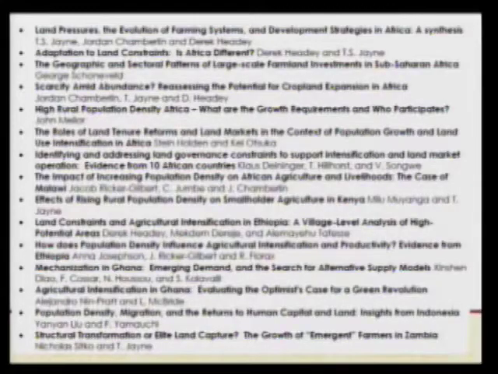I don't expect you to read this, but this is the 15 articles in the special issue covering quite a wide range of issues. Authors are from different institutions, from MSU, from IFPRI, from other CG centers and universities, and from the World Bank. They cover quite a broad range of issues related to land in Africa.